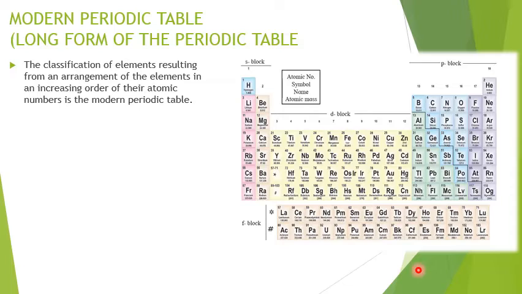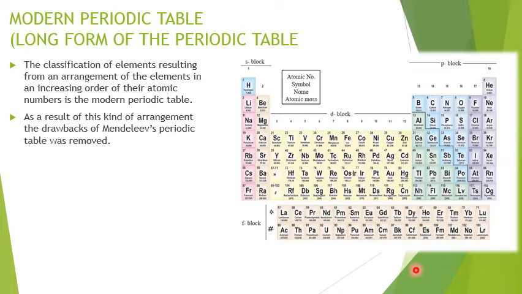The classification of elements resulting from an arrangement of the elements in an increasing order of their atomic numbers is the modern periodic table. See, I've already told you that whatever the elements are there, when you arrange those elements in the increasing order of their atomic numbers, that becomes the modern periodic table. As a result of this kind of arrangement, the drawbacks of Mendeleev's periodic table were removed.